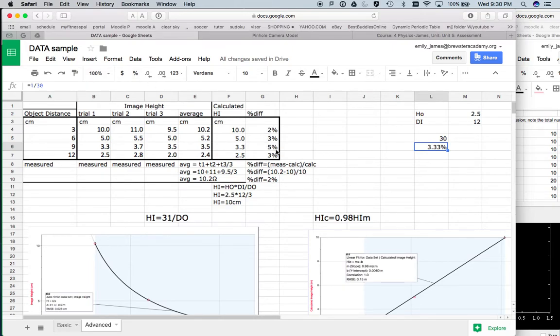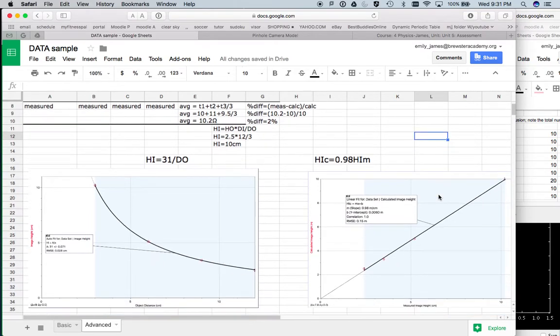That same level of percent difference is also apparent in our table, where we used hi equals ho di over do to calculate what hi should be according to this formula and compared it to what we got data-wise. And you could see our highest percent difference is a mere 5% and our lowest is 2, and on average is just about 3%. So that gives us great confidence in our formula.